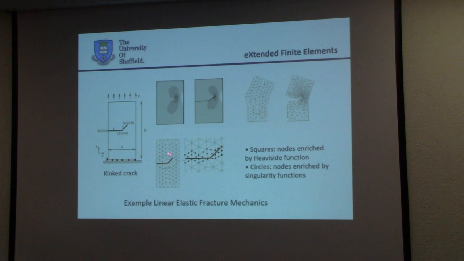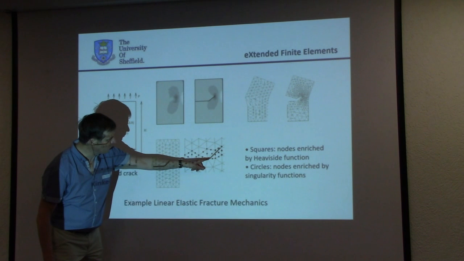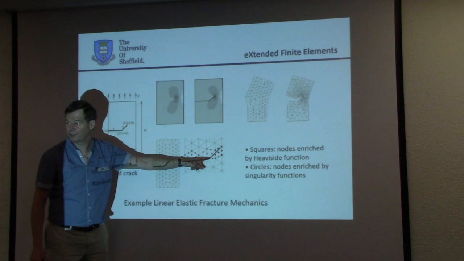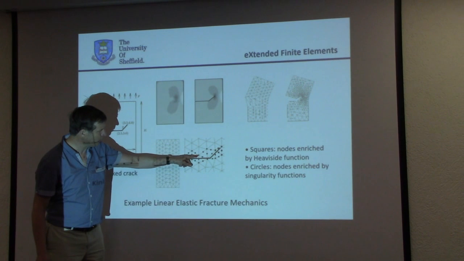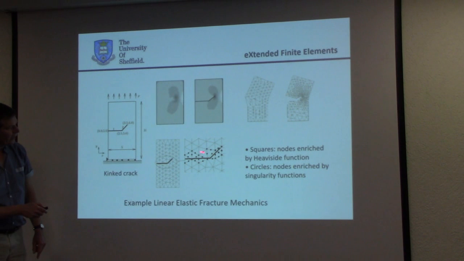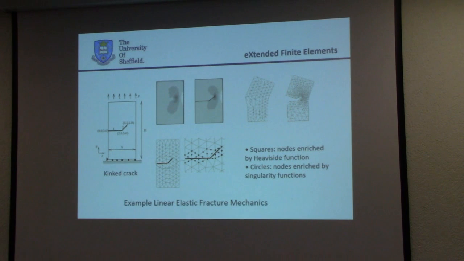So let's zoom in on this area. And then you see here the crack. You see here that we have meshed it such that the crack runs through the elements. And all these elements, where the square nodes are, are enriched with a Heaviside function, because there we have a fully open crack. Here, in this element where the crack tip is, we have enriched with singularity functions, because here we want to capture the stress singularity. So all these elements have enrichment of the Heaviside function, and for these three nodes, we have enriched using singularity functions.